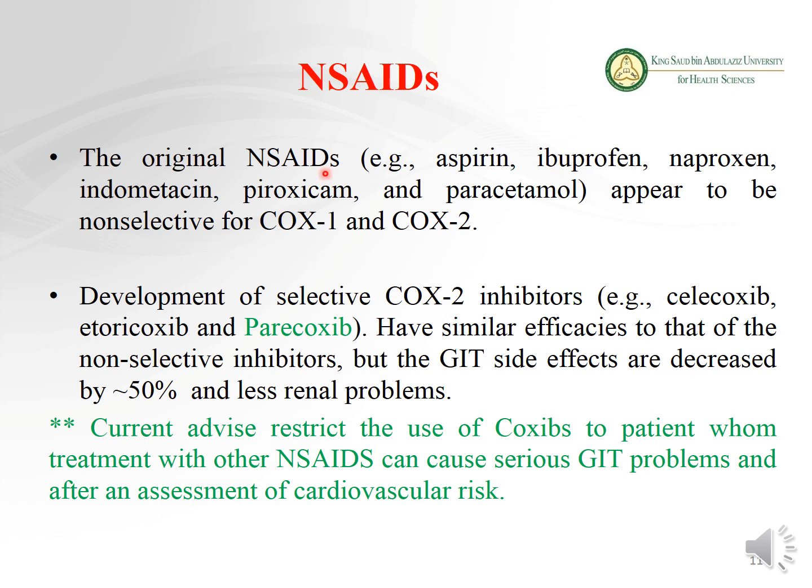So the original NSAID, aspirin, is the main prototype of this. Ibuprofen, naproxen, indomethacin, piroxicam, and paracetamol appear to be non-selective for COX-1 and COX-2. However, there are some preferences. Some have more preference toward COX-2, while some have more toward COX-3 or are non-selective.